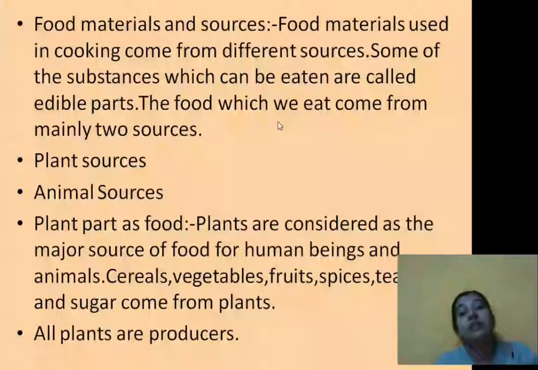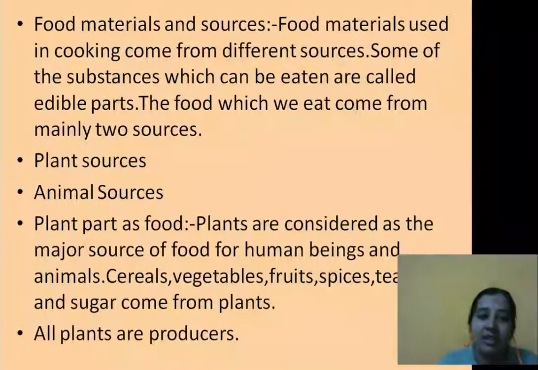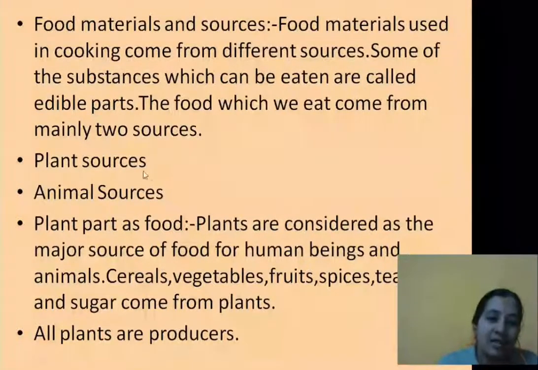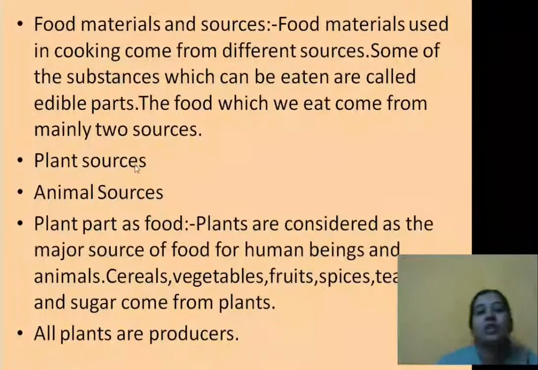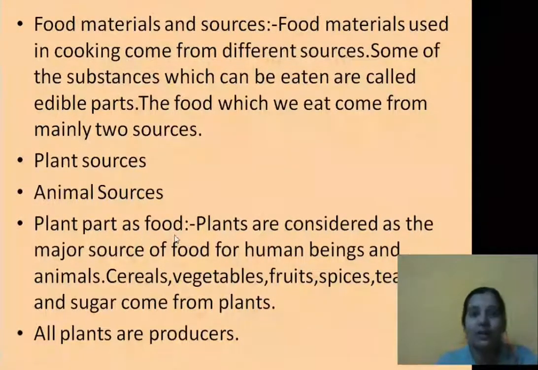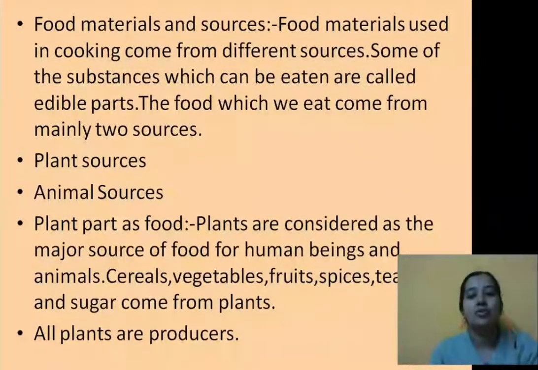The food which we mainly eat comes from two sources. Which are they? One is plant source and the other one is animal source. Which are the two sources? Plant source and animal source. Now let's go through the plant source as food. Plants are considered as the major source of food for human beings and animals. Now, let's go on listing.